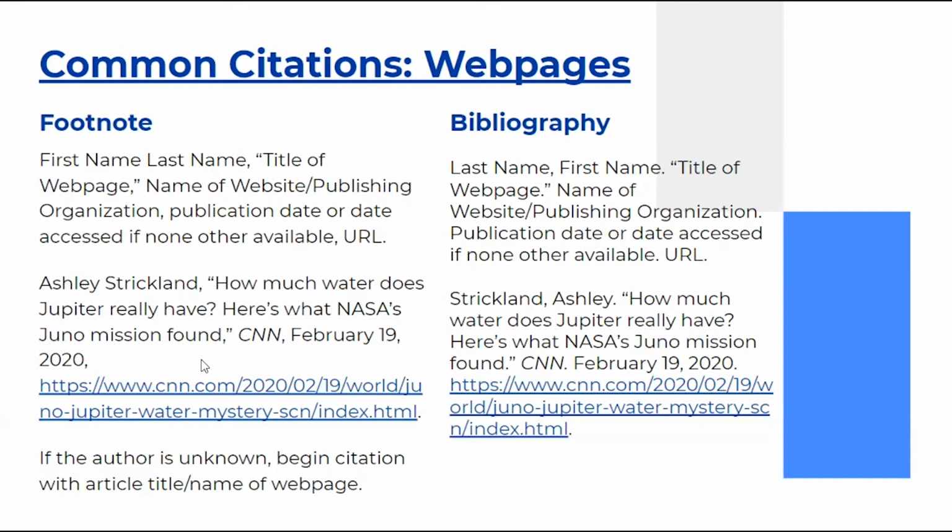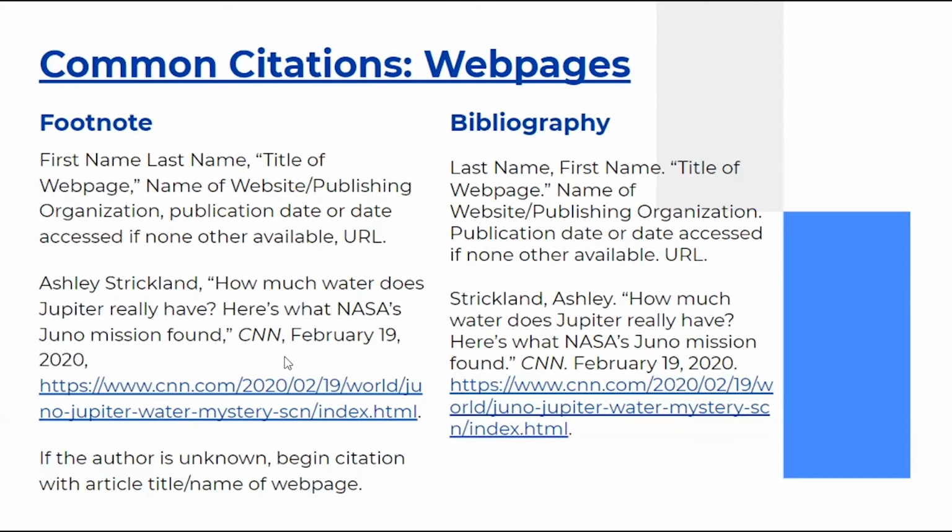And then it will be followed by the name of the website in italics, followed by the date of publication. Or if there's no publication date, which is common on web pages, then you would do an access date. So you'd say accessed on November 10th, 2021, or whenever you access that information. And then it'll be followed by the link to that information.